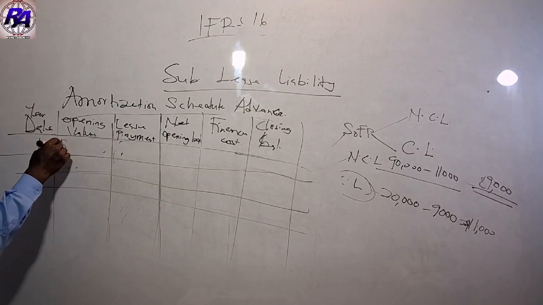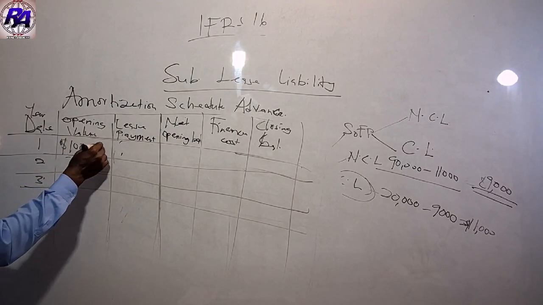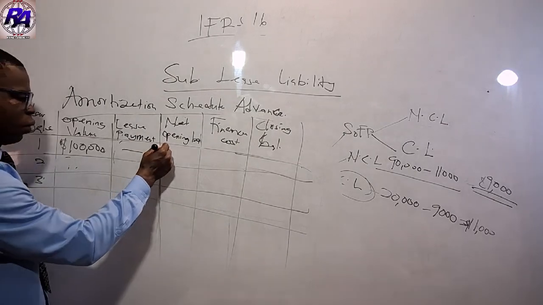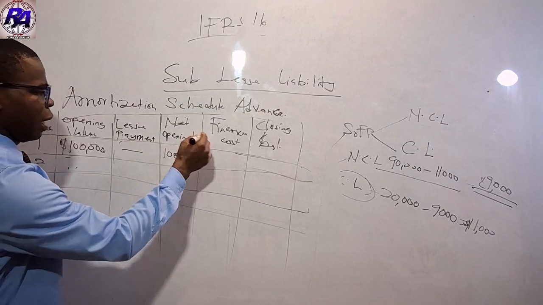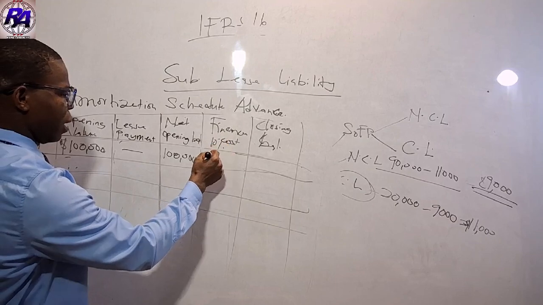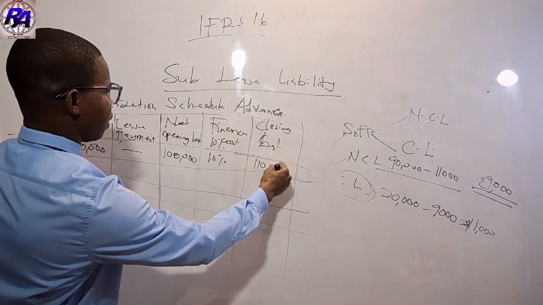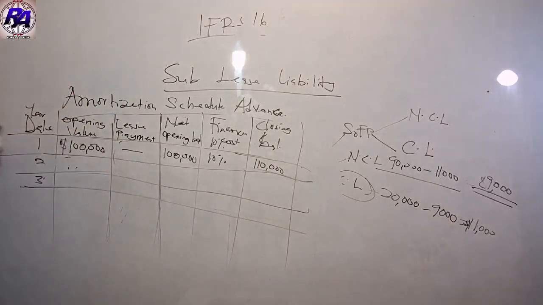Let's say our opening balance is still 100,000 and our lease payment is still 20,000. Please, anytime it is in advance, the first payment is always dash, that we paid already. So here, it will still be the 100,000. And then our finance cost here, let's say it's 10%. We add it to this, we are going to get 110,000 as our closing balance.